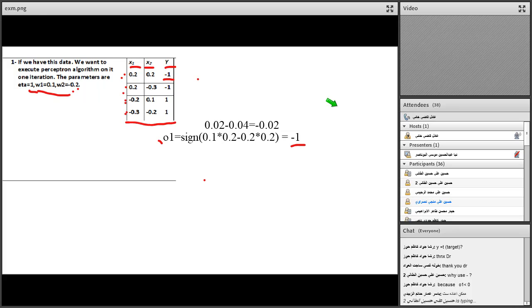In the first data, you see that x1 is 0.2 and x2 is 0.2, and then we have the weights: w1 is 0.1, w2 is -0.2. We put it in this formula, and we say O1 is equal to sign of 0.1 multiplied by 0.2 minus 0.2 multiplied by 0.2. That is W1 x1, W2 x2. Is there any problem with that?